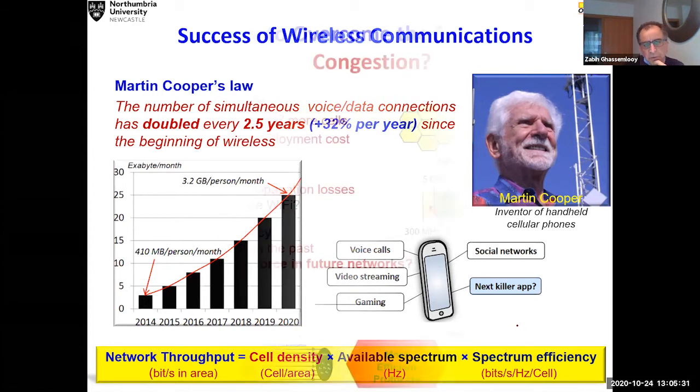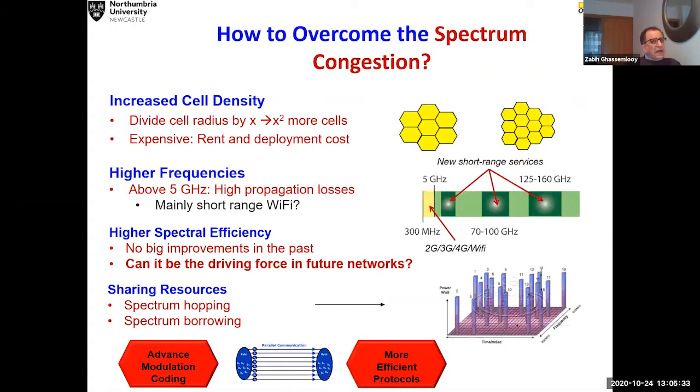So what have our RF colleagues been doing over the last 2 or 3 decades? They have not been standing still. They have been doing wonderful research, looking for innovative ways of overcoming this spectral congestion, or the bottleneck that we talk about.